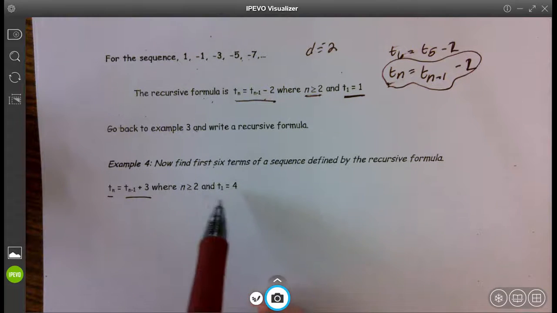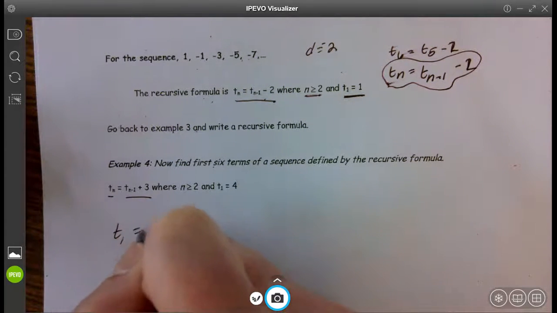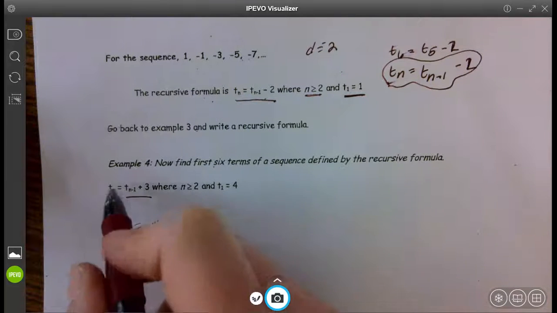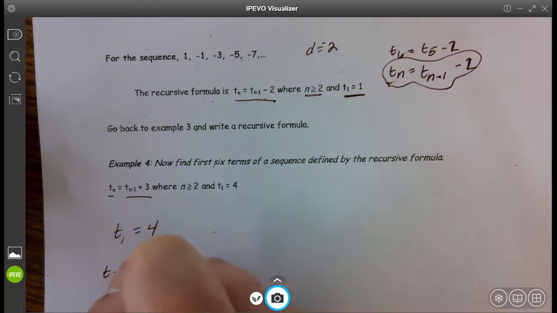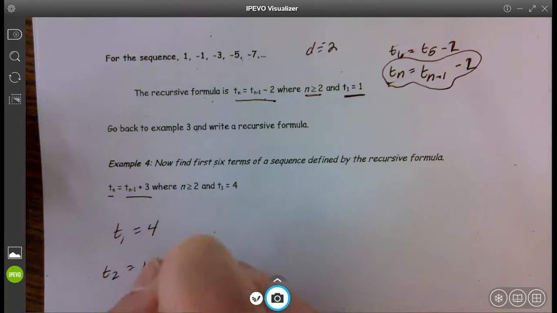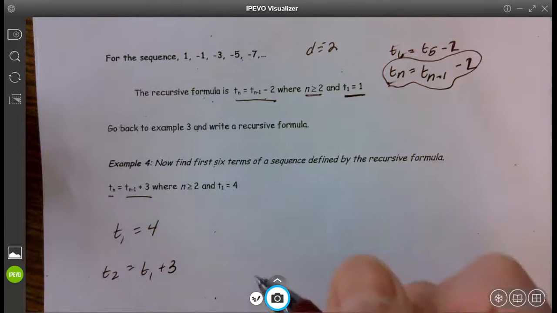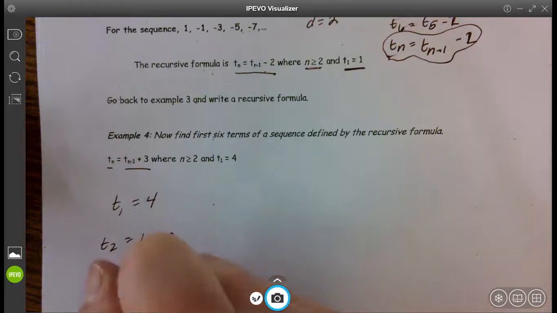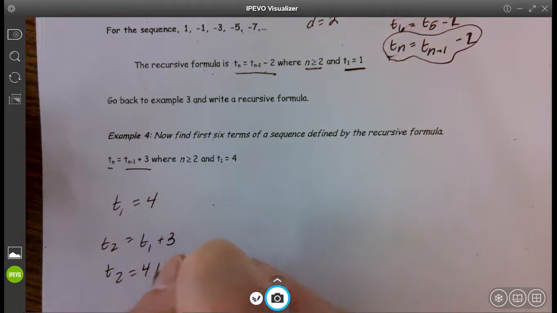Start with your second term. By the way, your first term is 4. So they want to find term 2. If 2 is n, 2 minus 1 is term 1, plus 3. I could write all that out, or I could just say, all right, term 2 is the previous term plus 3.